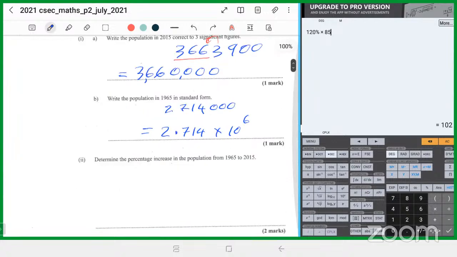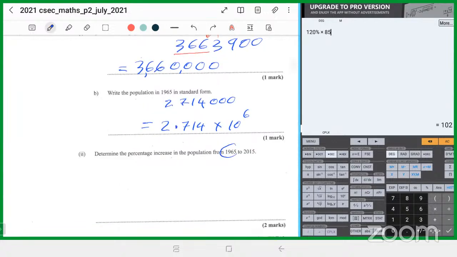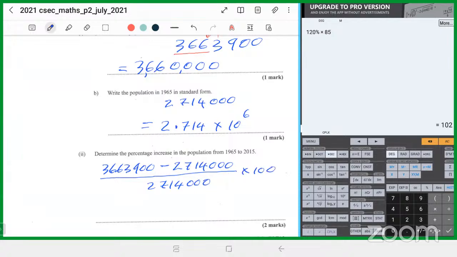All right, next one. It says determine the percentage increase from 1996 to 2050, the percentage increase in the population. So it is the increase over the original amount, multiplied by 100 to get a percentage. So you want the increase. The increase is the difference. So therefore, just working it out, it is 3,663,900 minus the original amount, which was 2,714,000. That is the increase, divided by the original amount, 2,714,000, and then multiply that by 100 to get it as a percentage. That's what they're doing.